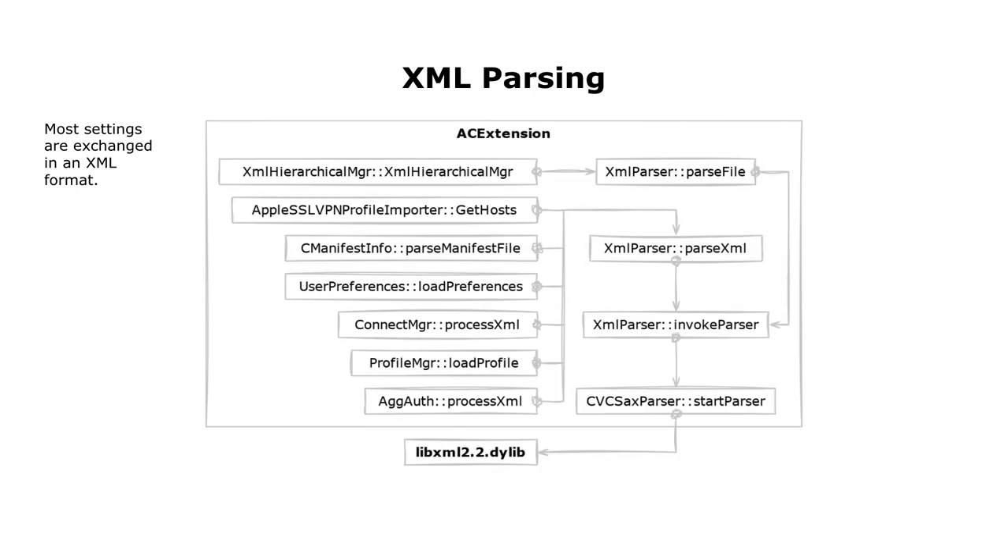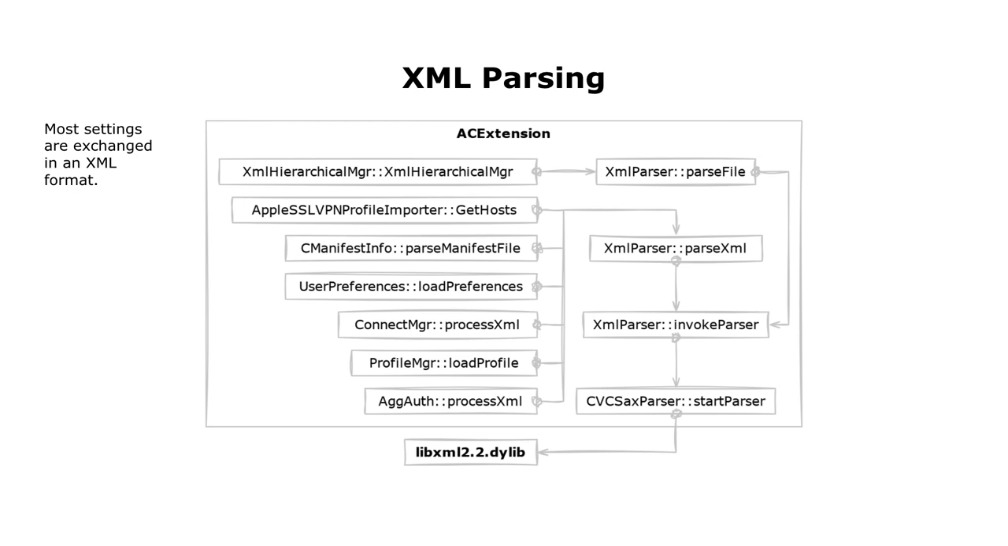The parsing logic is implemented inside the network extension, AC extension. As the class name CVC SAX parser indicates, AC extension implements a SAX-based XML parser, which, in contrast to a DOM parser, does not need to fully read XML documents at once.